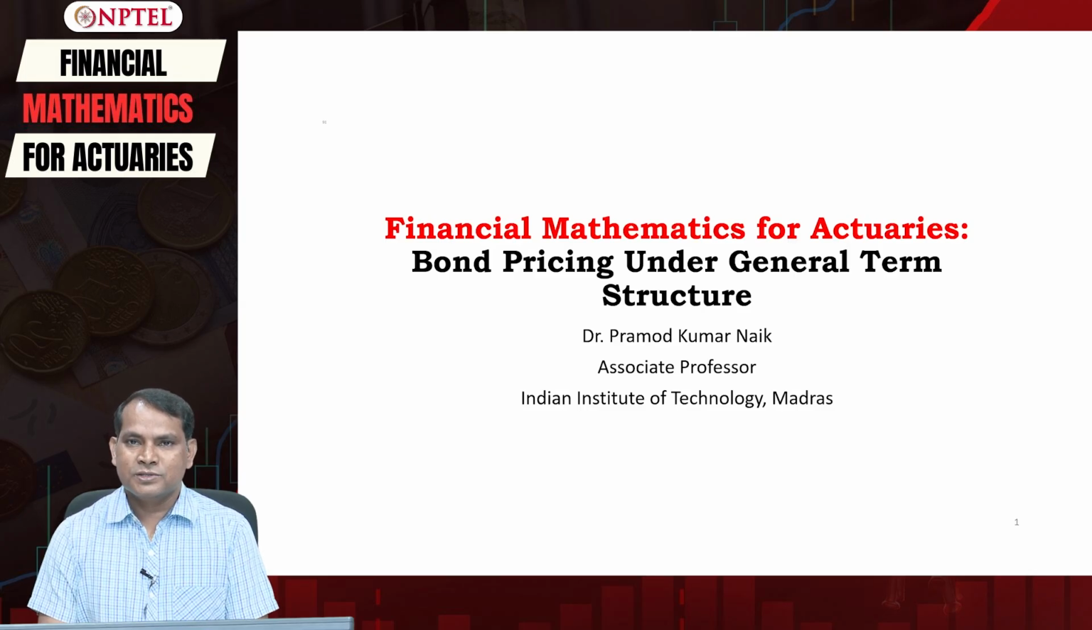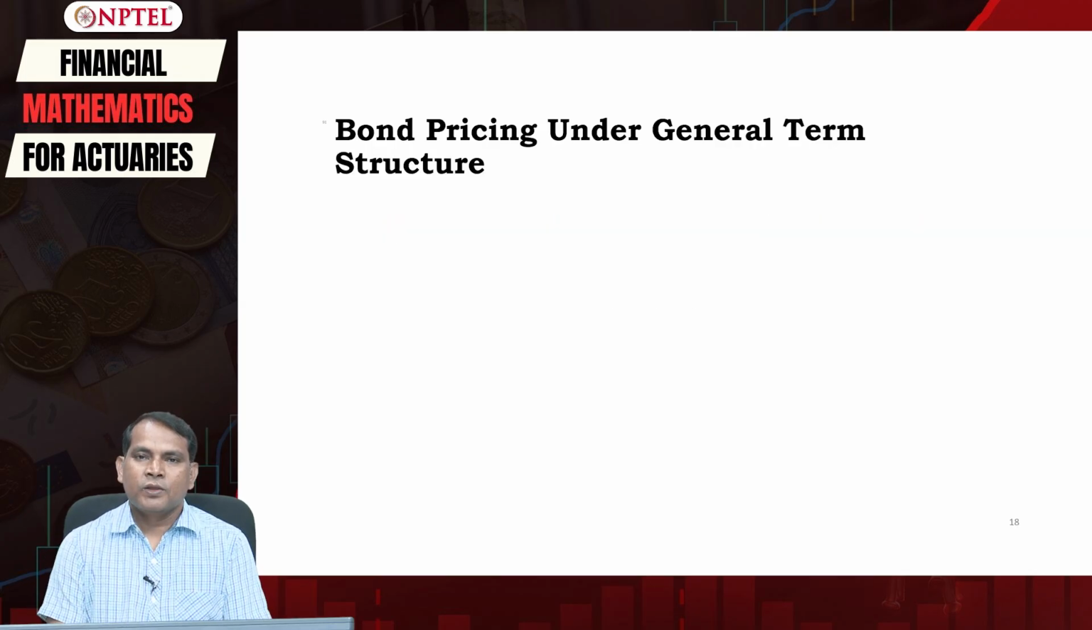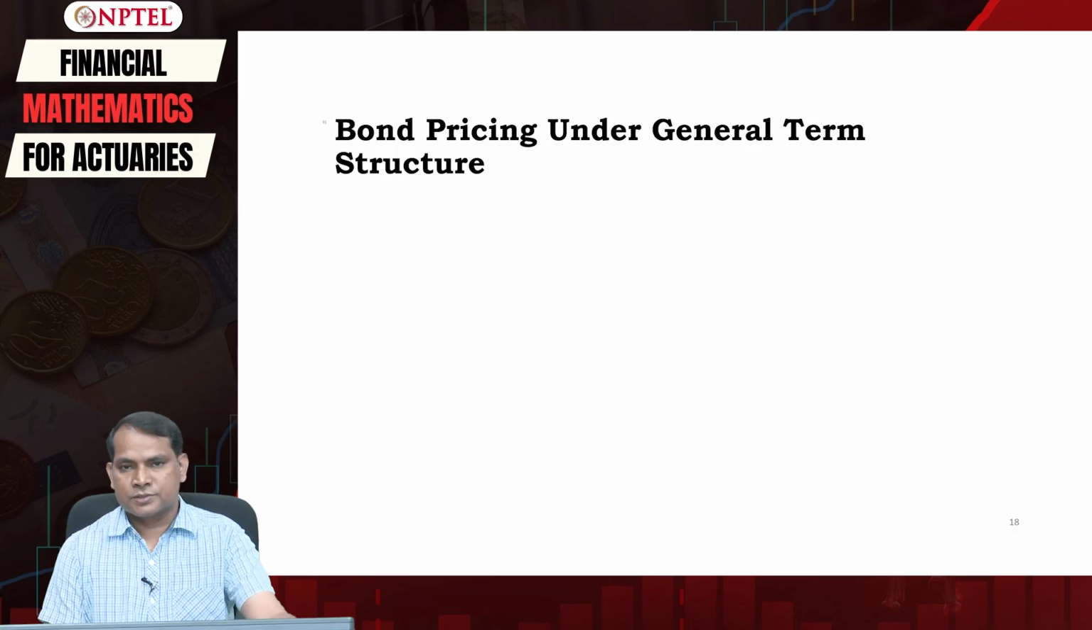In the previous sessions, we have learned the spot interest rate and the forward interest rate. Now, let us also understand the bond pricing under the term structure of interest rate, or we will call it the general term structure of interest rate. So, having understood the spot rate and the forward rate, let us now understand the bond pricing under general term structure of interest rate.